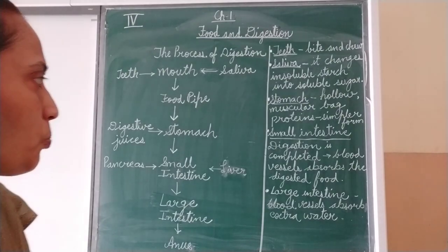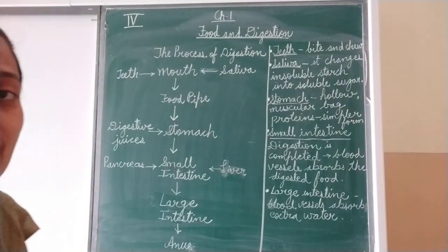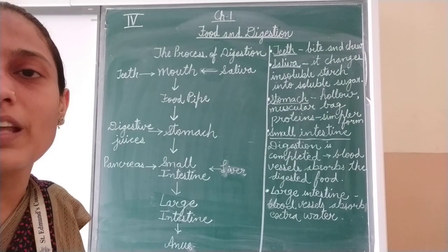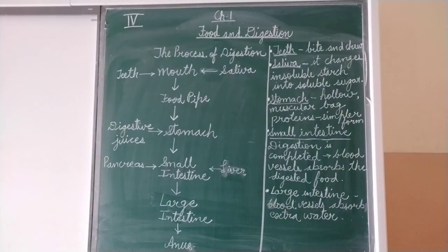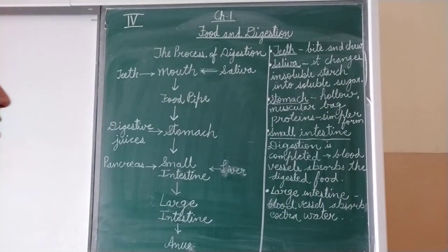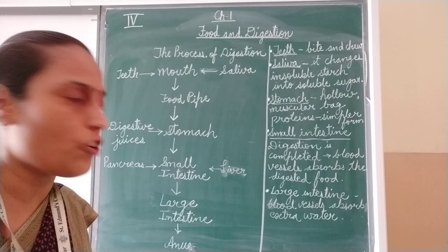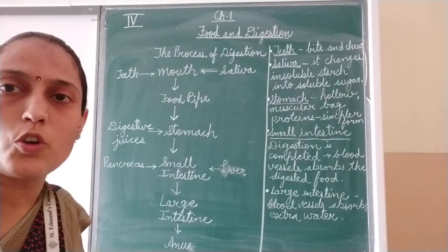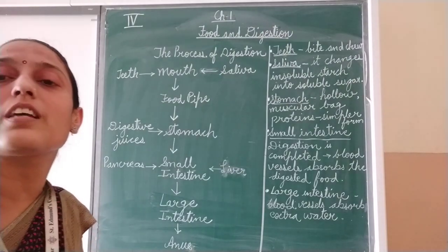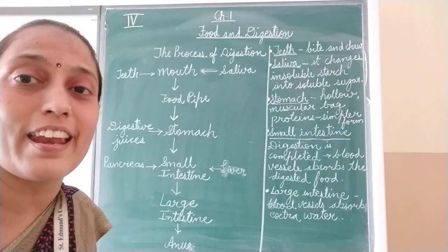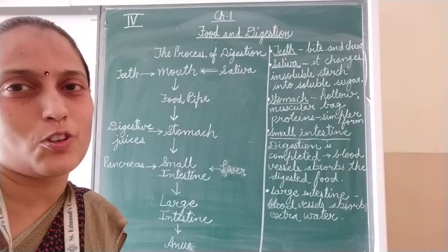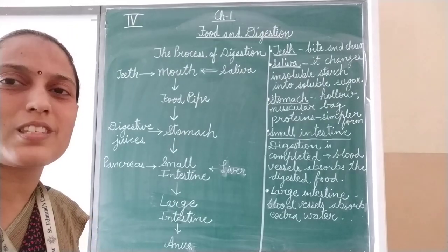Then this food is pushed down into the small intestine where the digestive juice from the small intestine as well as from the liver and pancreas helps to complete the digestion of the food, and then the blood vessels absorb the digested food. Finally, this food is pushed into the large intestine, from where the blood vessels absorb the extra water present in the food, and whatever residue is left, the semi-solid waste, is passed out through our body. So this is the process of digestion.